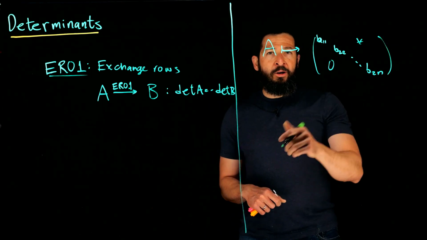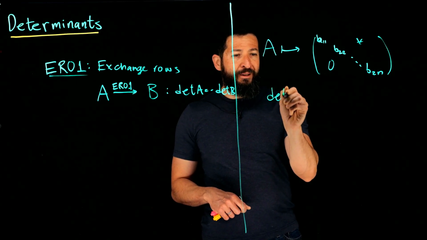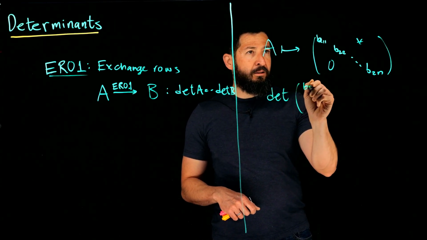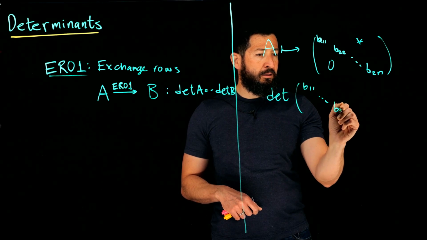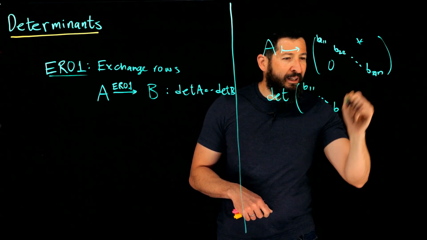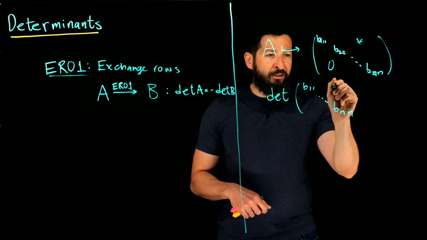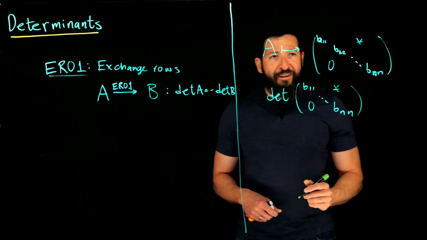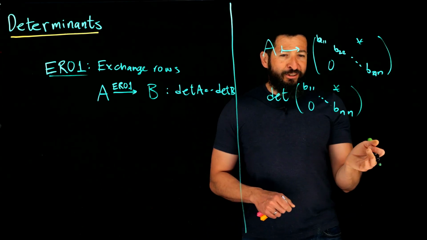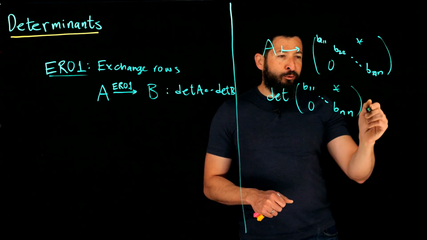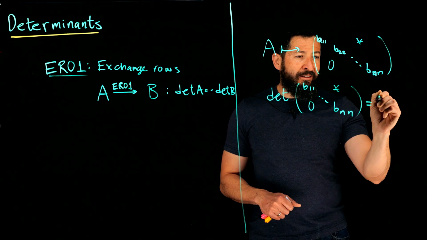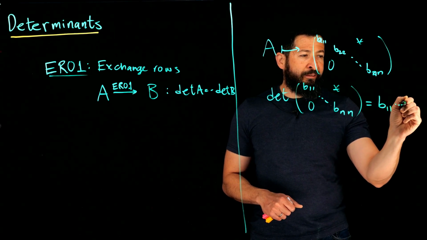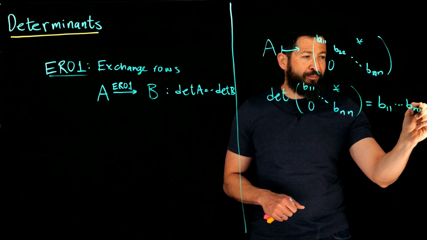Why? Because the determinant of such a matrix, with diagonal entries B11, B22, up to Bnn, is the product of the diagonal entries.